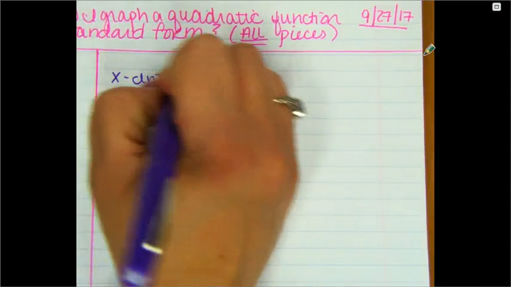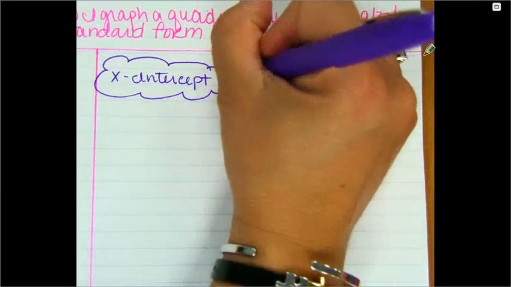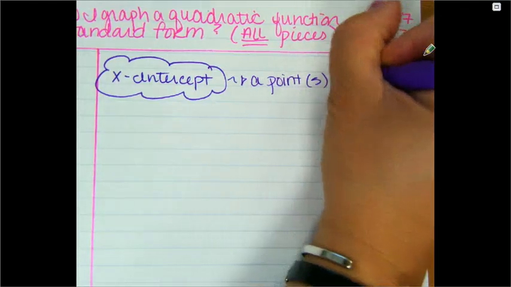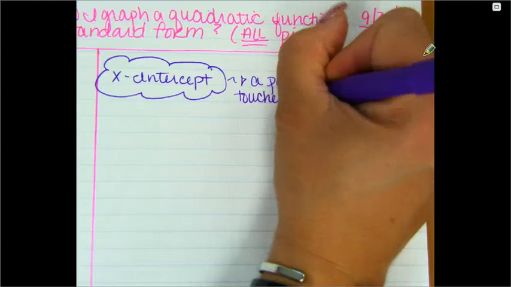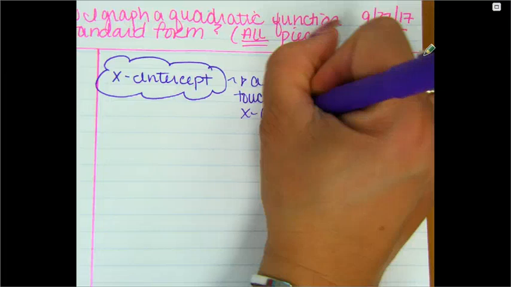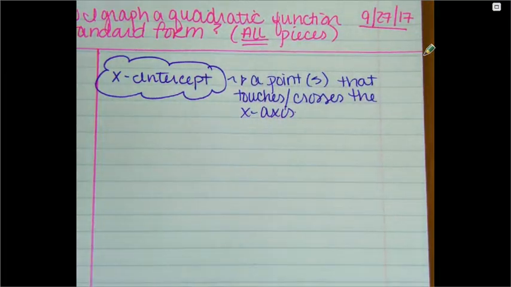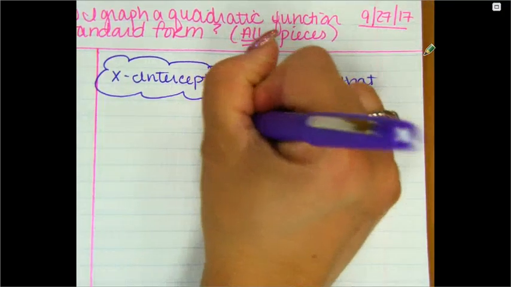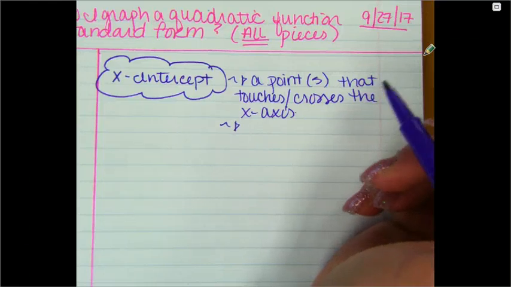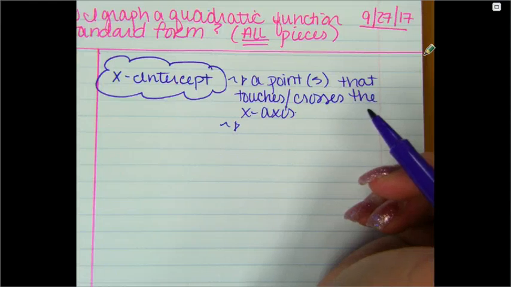So what is an x-intercept? Does it have to cross? No. Can it just touch? So it's a point or points that touch or cross the x-axis. How do you get it? What goes away? What goes away when you solve for an x-intercept? That doesn't make sense. The x goes away.